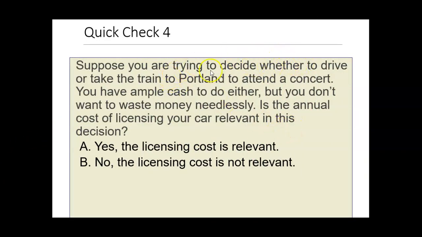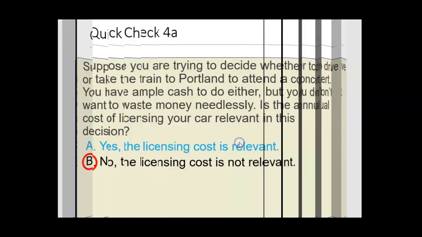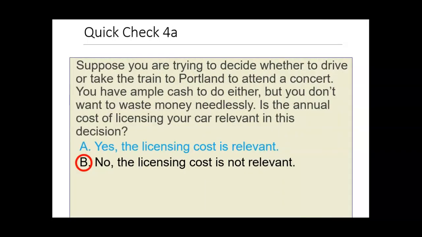You're trying to decide again whether to drive or take the train to Portland. You have ample cash to do either, but you don't want to waste money needlessly. Is the annual cost of licensing your car relevant in this decision? So the annual cost you have to pay to license your vehicle, whether it's for the personal property tax, depending on where you live, we're saying, is this going to be relevant in your decision-making process? And the answer is no, because whether you go to Portland or not, you still must pay the annual cost of licensing your vehicle. Therefore, that cost is not relevant in your decision-making process.